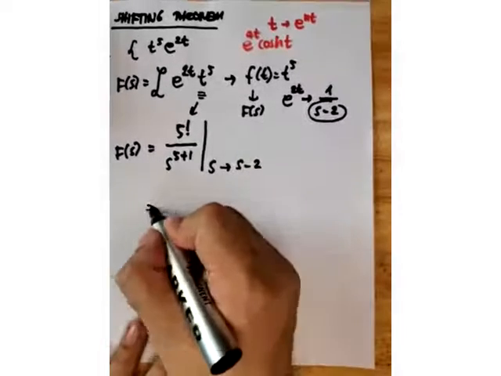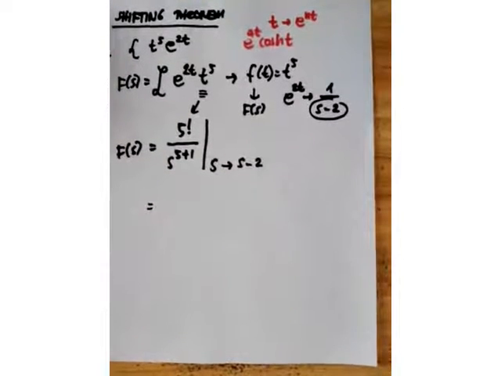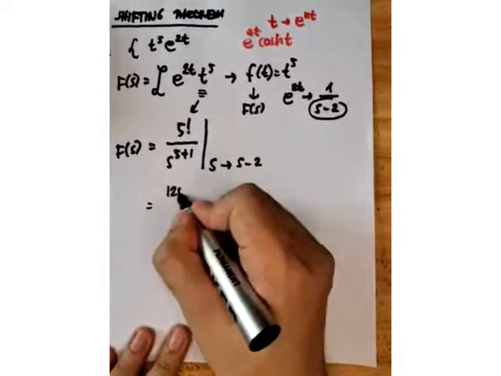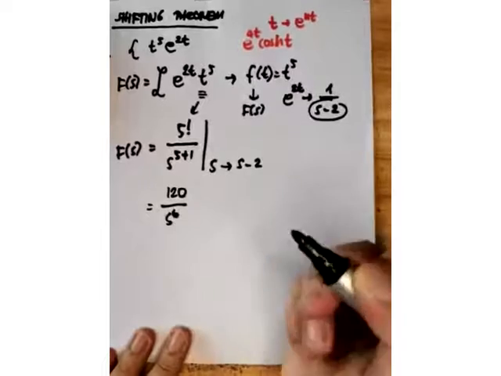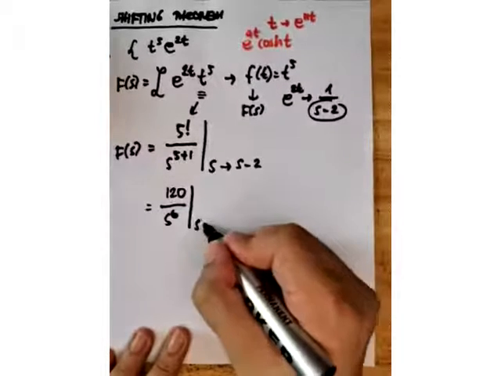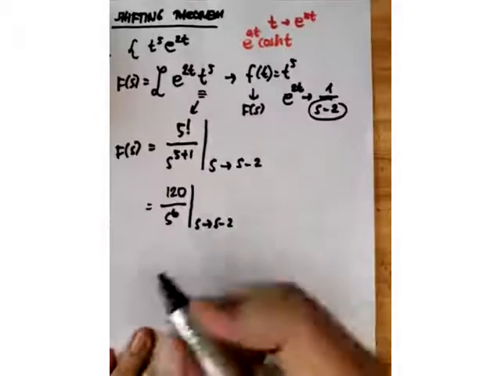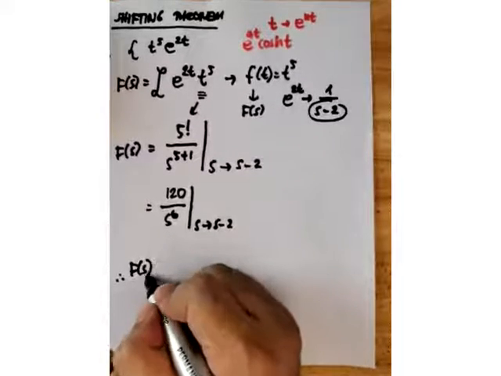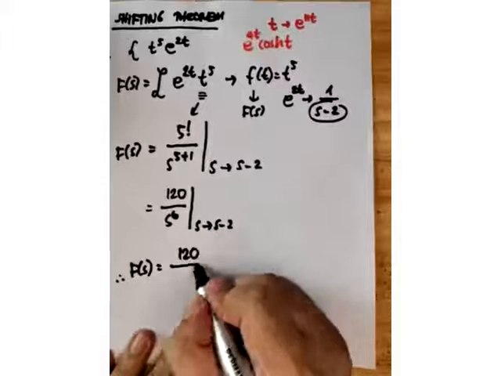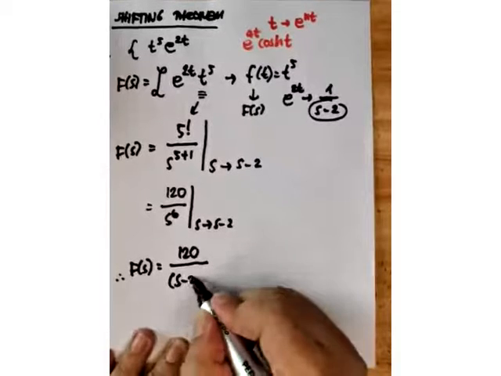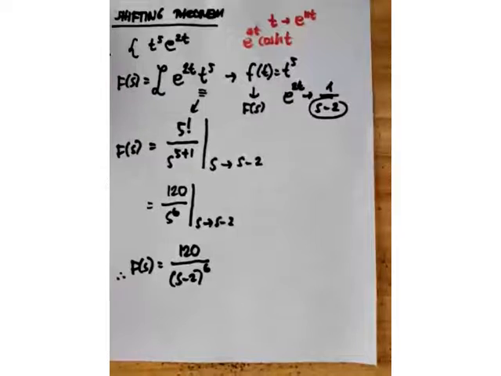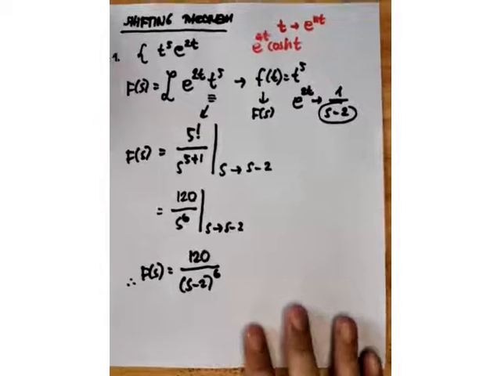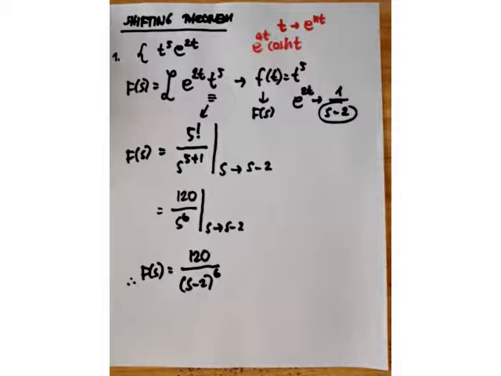So, kung i-simplify ko to, ano yung 5 factorial? So, ang 5 factorial ay, what's our 5 factorial? So, it's 120. So, 120 over s raised to 6. So, i-shift natin siya, yung s gagawin natin s minus 2. So therefore, yung Laplace transform natin ay magiging 120 over the quantity s minus 2 raised to 6. Ayan. So ganyan lang yung sa shifting theorem.